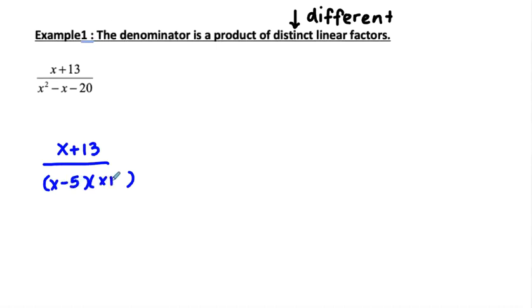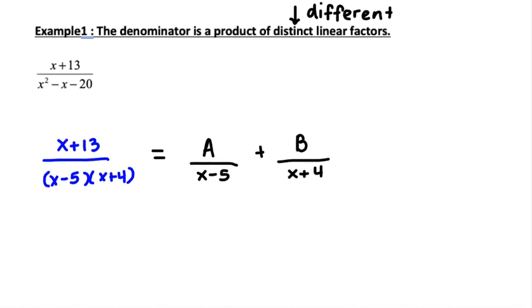times x plus 4. Okay, now the process that we're going to use, we're going to set up an equation. Now our equation, we're going to take those 2 factors and we're going to write them as separate fractions. So we're going to have an x minus 5 and an x plus 4. So we're going to take each distinct factor and write it as its own fraction. And above that, we're going to give the numerators constants. So I'm going to call the first numerator's constant a and the second numerator's constant b.